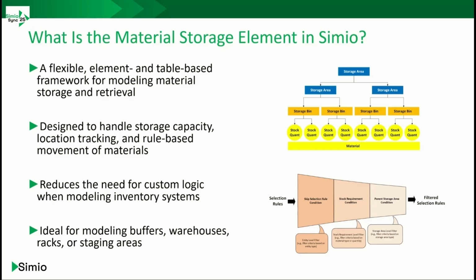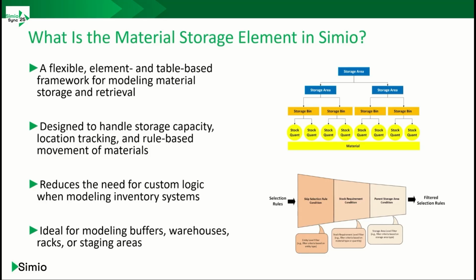Here's how it works. In a typical storage system, you have a structured hierarchy. At the top level, storage areas. Within those, individual storage bins. And inside those bins, you have multiple stocks, meaning different SKUs occupying the same bin, each having their own quantity. Simio now supports this full structure natively. That means no more custom process logic or entities just to simulate a basic storage behavior. The system is built in, fast, and optimized for stock lookups, movements, and consumptions.